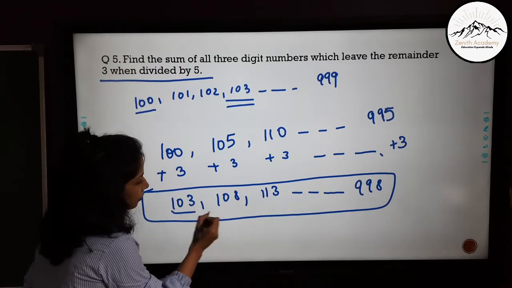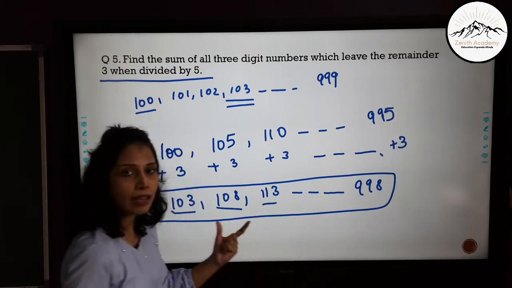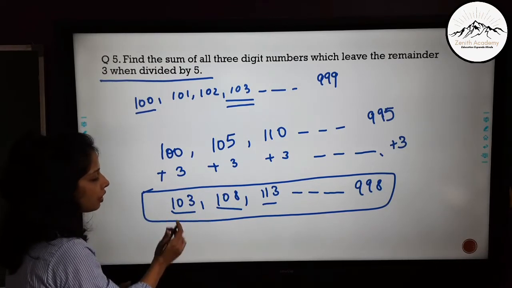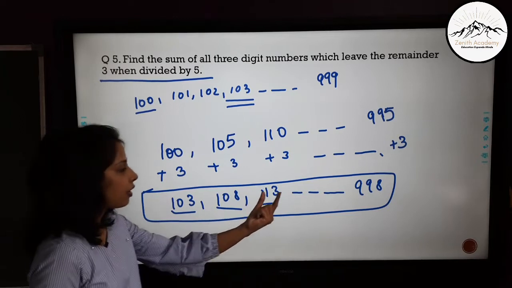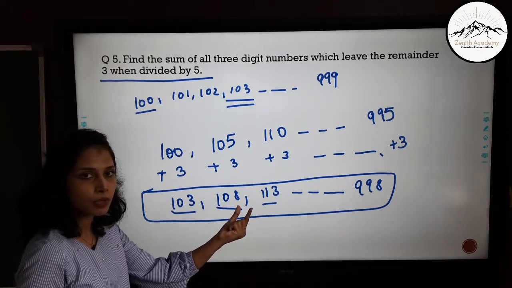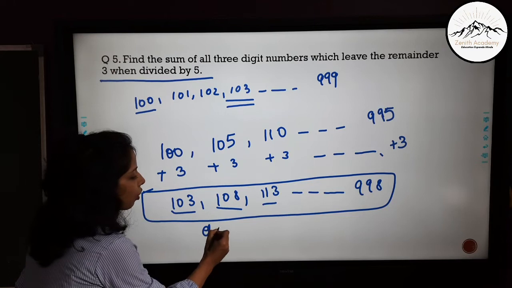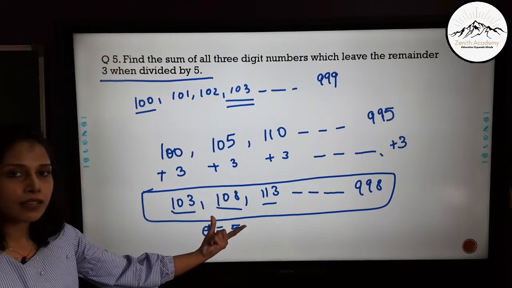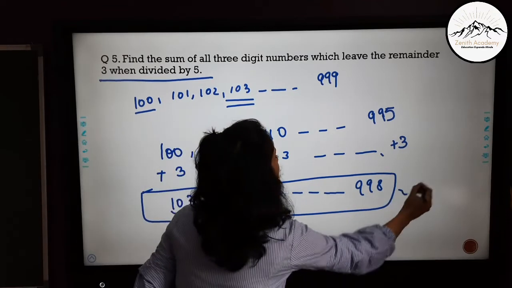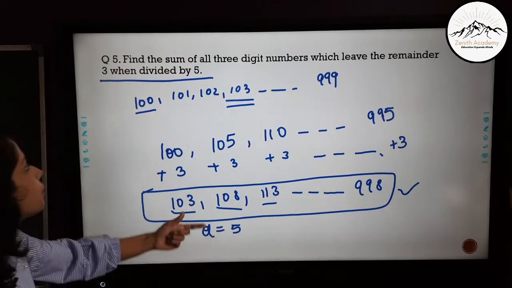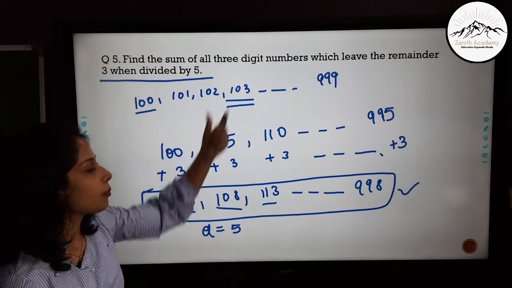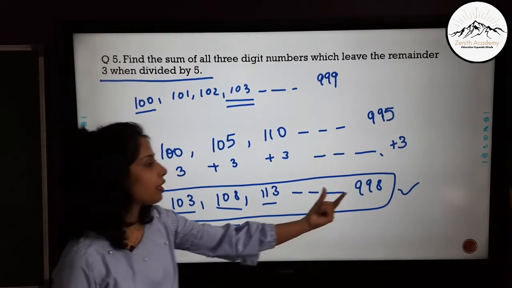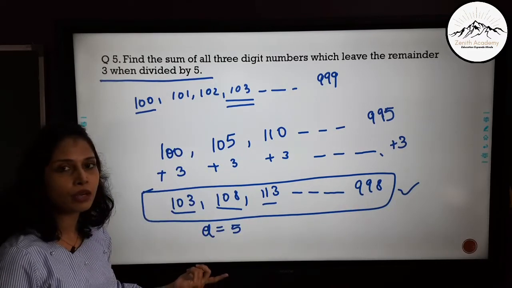Now let us see, is this series an AP? When we see 108 minus 103 is equal to 5, 113 minus 108 is equal to 5, we have a common difference of 5. So this is an AP. Now since this is an AP, we need to find the sum. We have a, we have found d, and we have the last term. So it is easy now to find the sum.